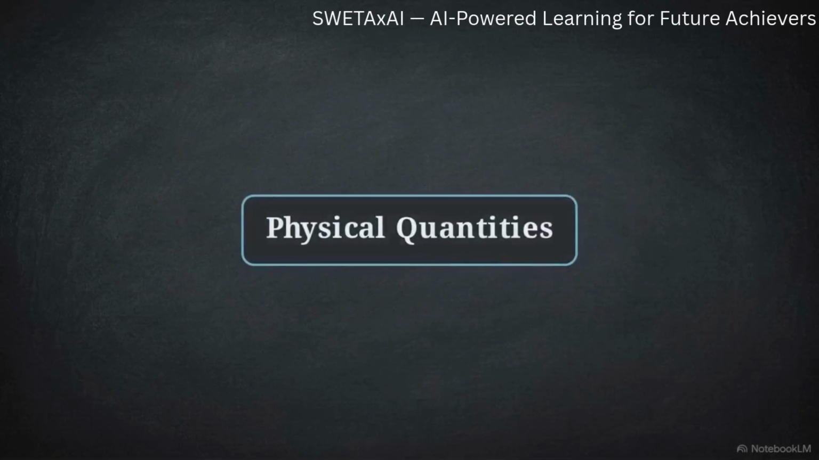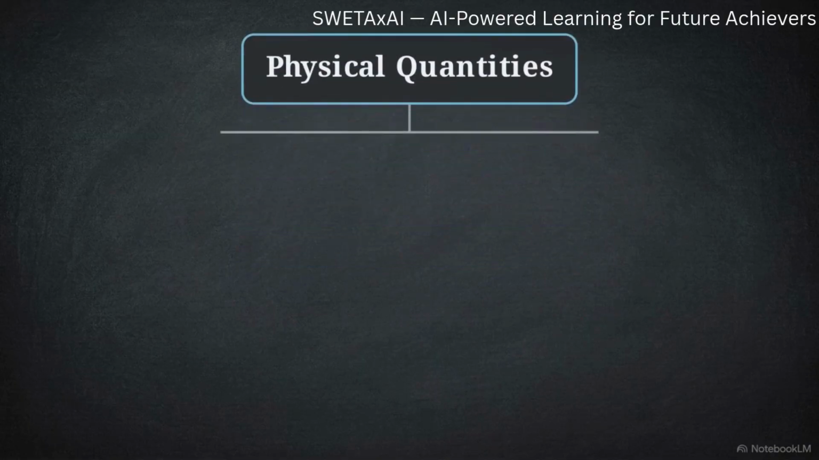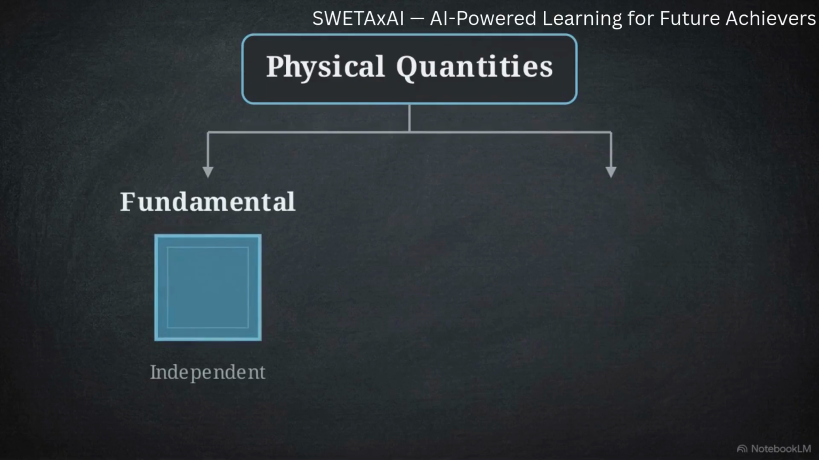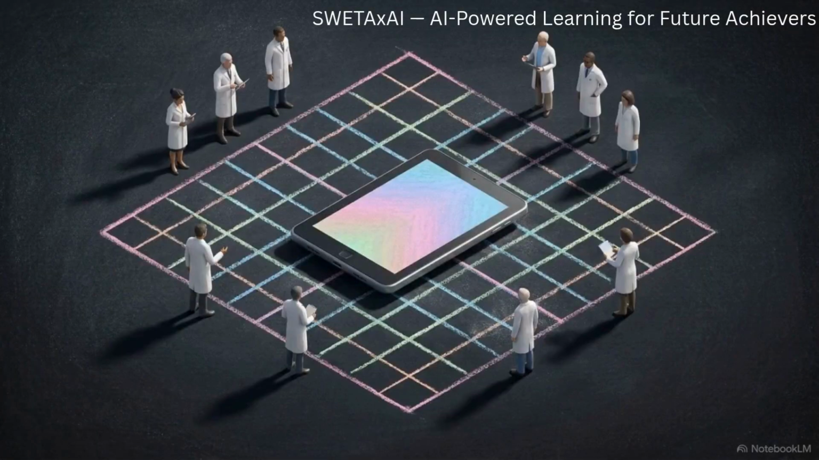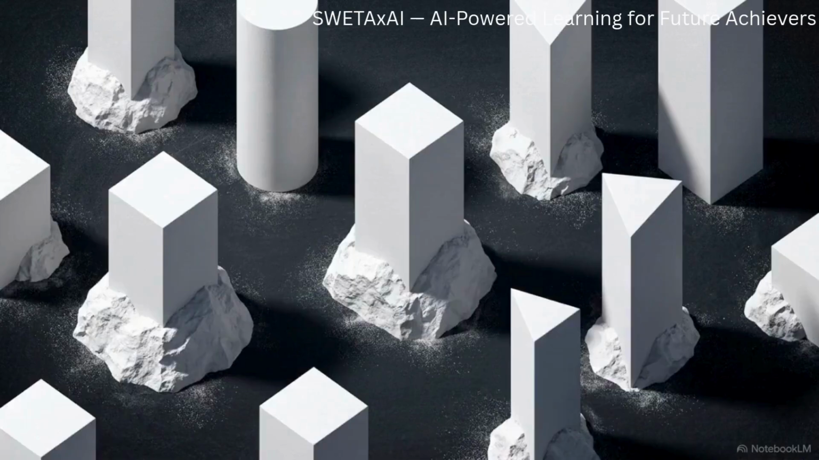The SI system classifies every measurable physical quantity in the universe into one of 2 categories: fundamental, which are independent, or derived, which are dependent. This unified, decimal-based system provides the required mathematical grammar for international scientific progress. We start with fundamental quantities. These are independent variables that cannot be broken down further. They are the irreducible bedrock of physics.